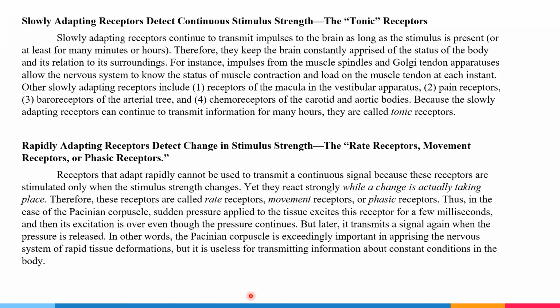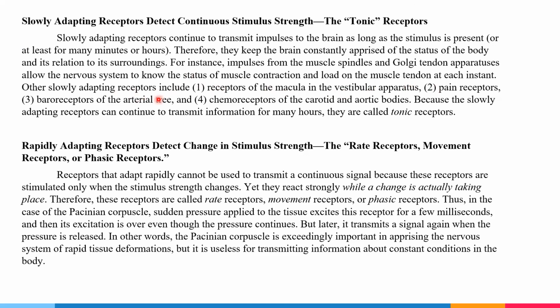Now, finally, we'll look into two separate types of receptors, which are the tonic receptors and the rate receptors. The slow adapting receptors, or the tonic receptors, continue to transmit impulses to the brain as long as the stimulus is present. Therefore, they keep the brain constantly apprised of the status of the body and its relation to the surroundings. For instance, impulses from the muscle spindles and Golgi tendon apparatus allow the nervous system to know the status of the muscle contraction and load on the muscle tendon at each instant.